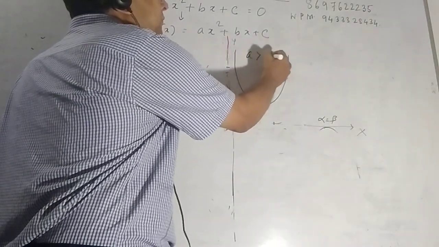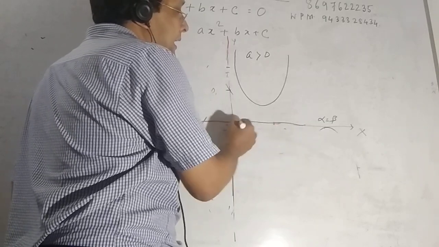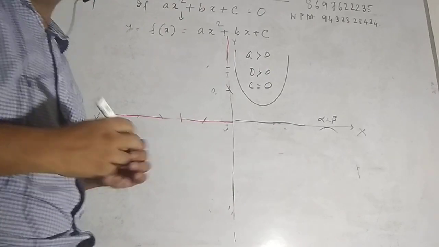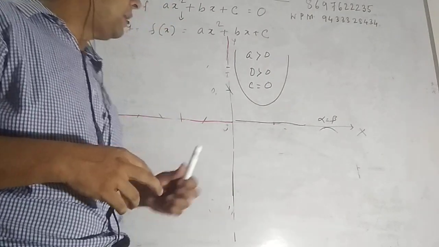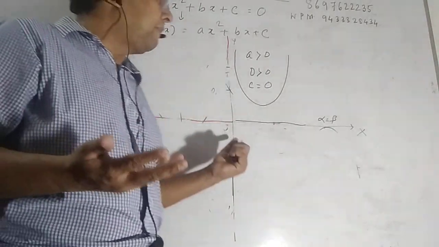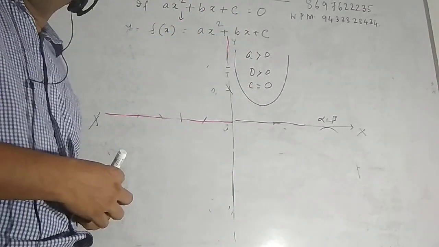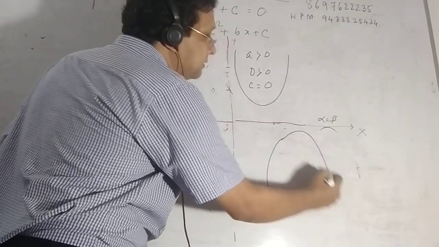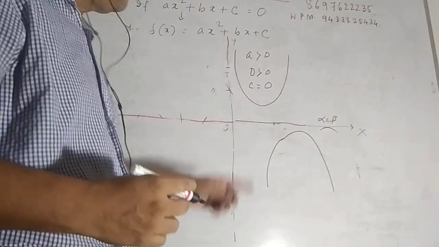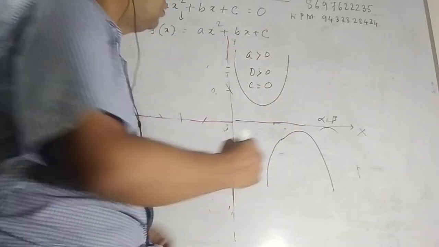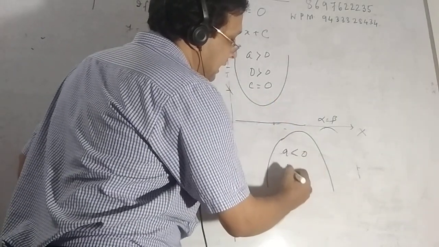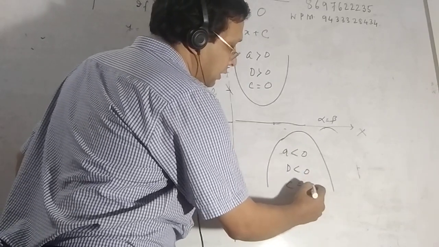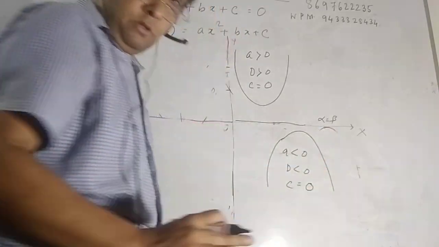Here also a is positive, and it does not touch the x-axis, so D is definitely positive, and c is equal to 0. So different types of situations arise, and we can draw different types of parabola like this, whether U-shaped or inverted U-shaped. Similarly, we can draw a parabola like this, and here also it will not touch the y-axis. Here a is negative, b is also negative, and c is equal to 0 because there is no c over here.